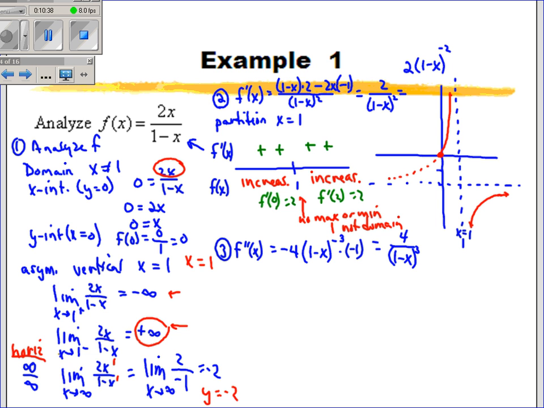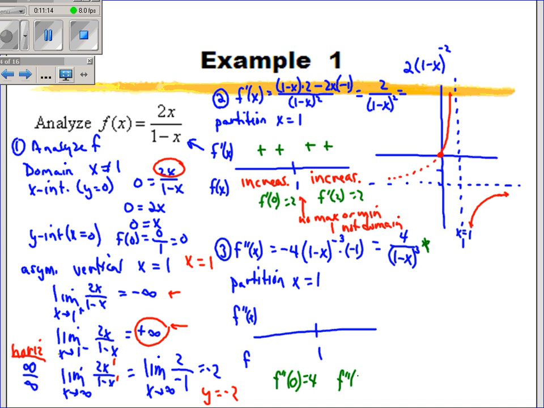So now, my critical points and partition numbers. The partition numbers that I would have here are what makes the denominator 0, or the original function undefined, and that's just going to be, again, x equal to 1. So that's going to be the only number on my number line again for the second derivative. I'm looking at the f double prime sign, and then I'm going to see what that means for f. So when I plug in a test point, I'll pick 0 on this side, f double prime of 0, plug it into the second derivative right here. I'm going to get a positive 4, and if I found f double prime of 2, I'm going to get a positive 4 again. So I've got it positive here, positive here.